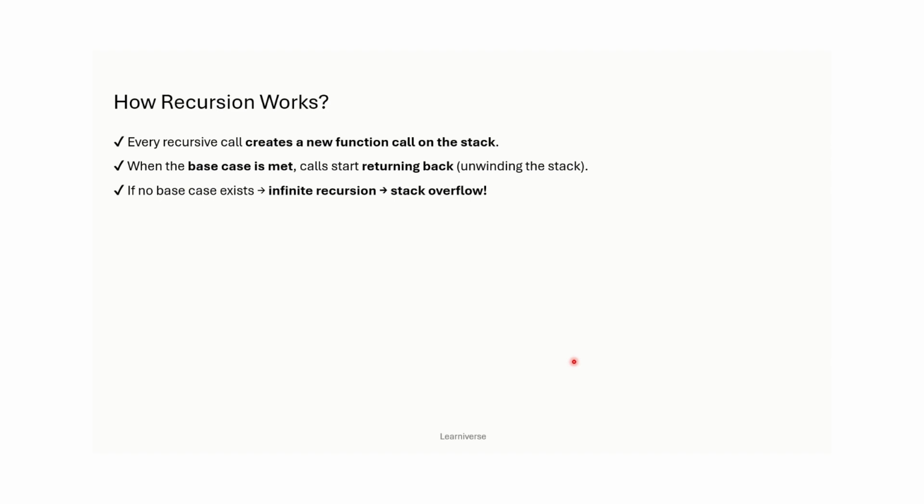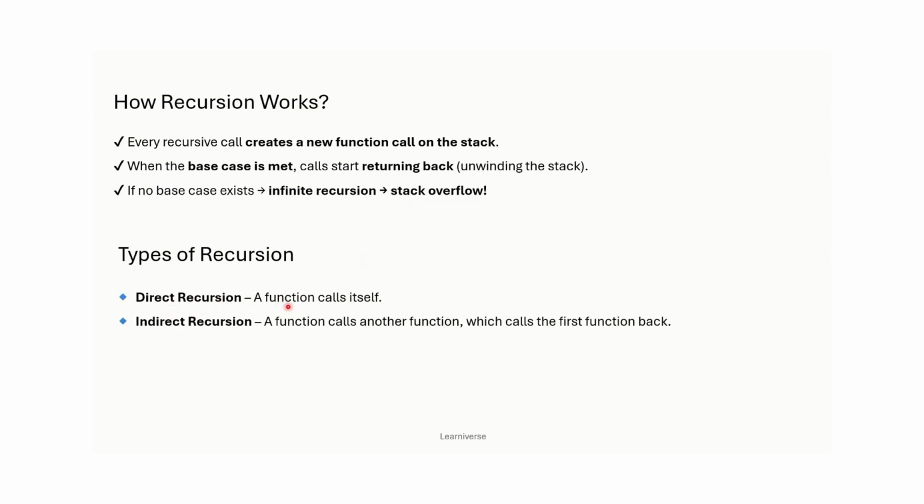How recursion works: every recursive call creates a new function call on the stack. So when the base condition is met, calls start returning back, which means unwinding the stack. If no base condition exists, it will result in infinite recursion, so that will lead to stack overflow. What are the types of recursion? First one is direct recursion, which means a function calls itself. Second one is indirect recursion, which means a function calls another function, which calls the first function back. So let's understand with an example in the future slides.